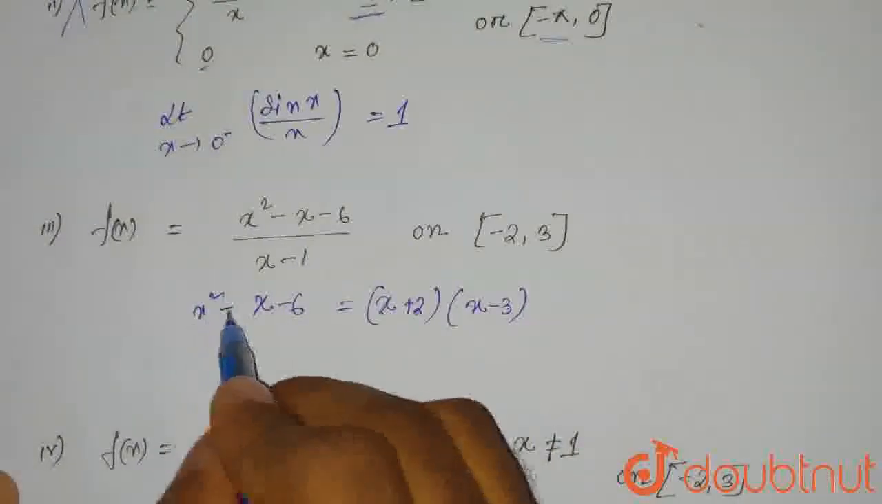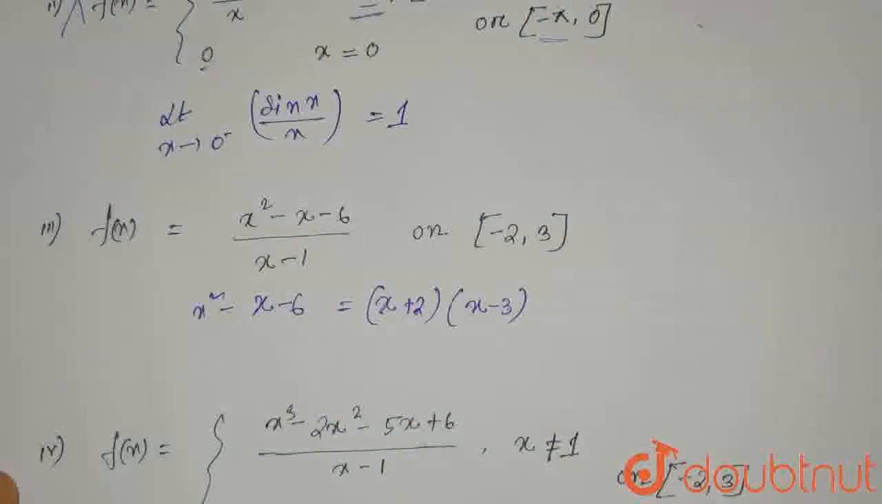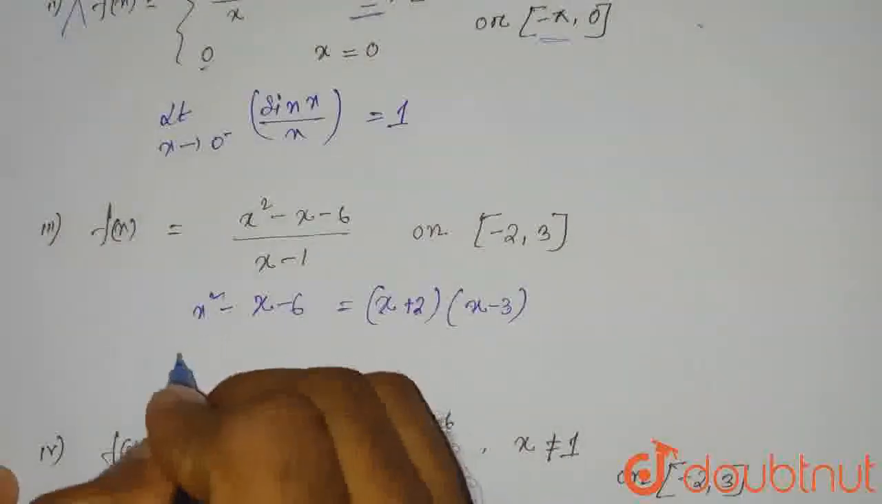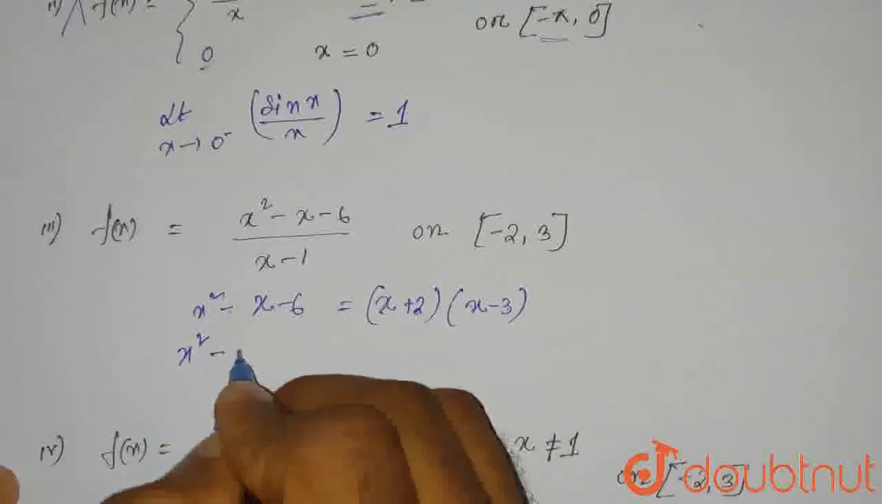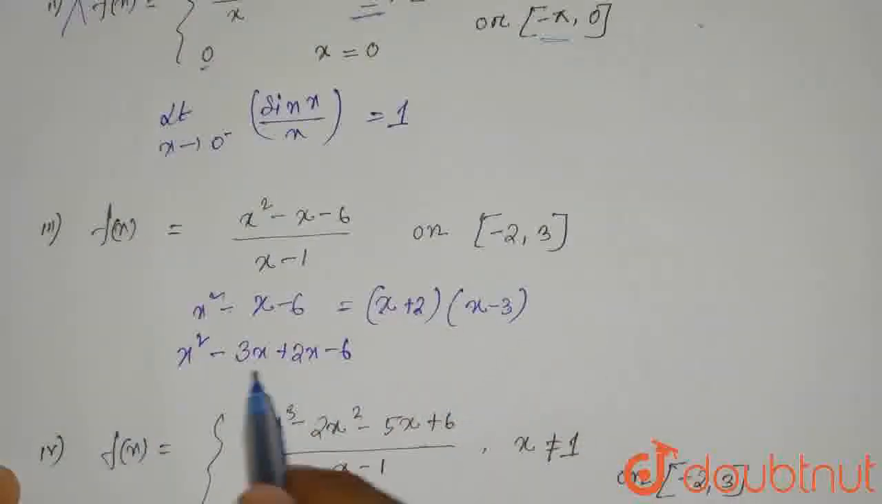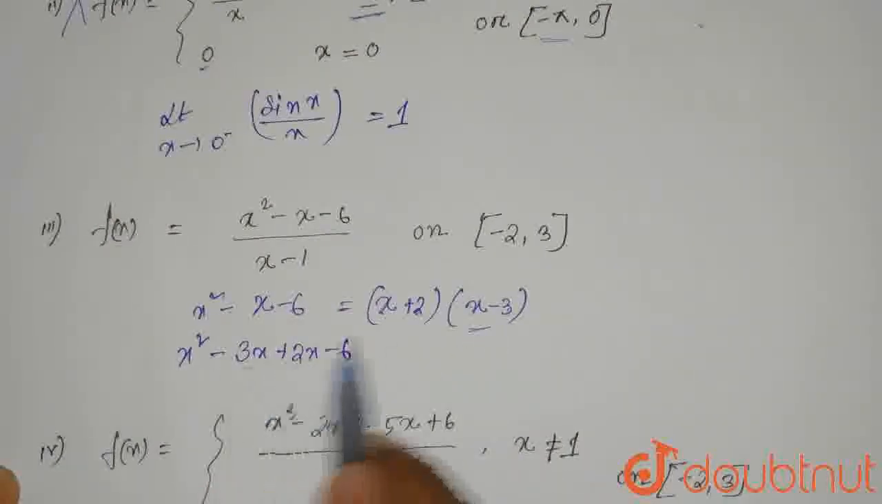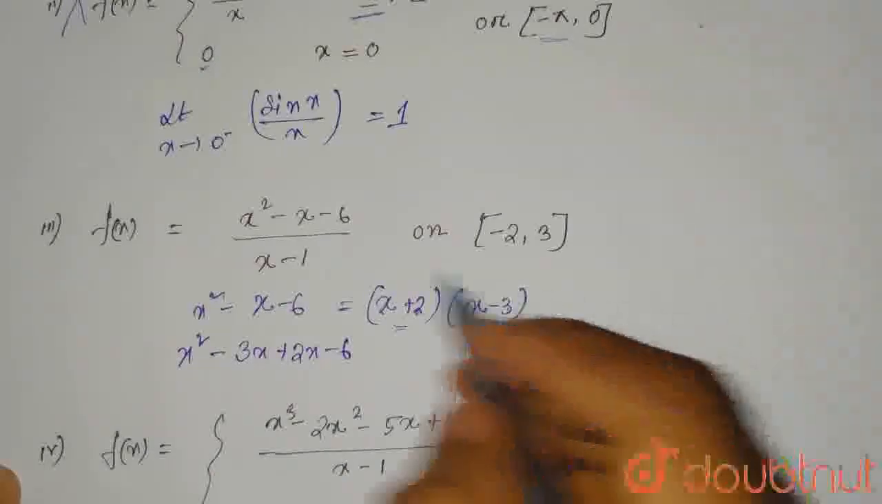We wrote x square minus... here it was written as minus 3x plus 2x. How did you write it? Let me explain it here again. It will be x square minus x can be written as minus 3x plus 2x minus 6. Okay, so from here if we take x common, it will be x minus 3, and from here if we take 2 common, it will be x minus 3, so it will be x plus 2 into x minus 3.